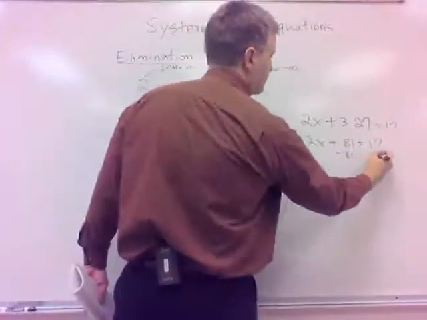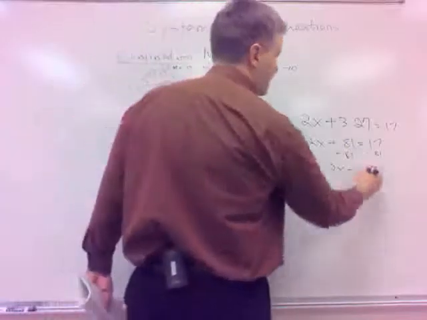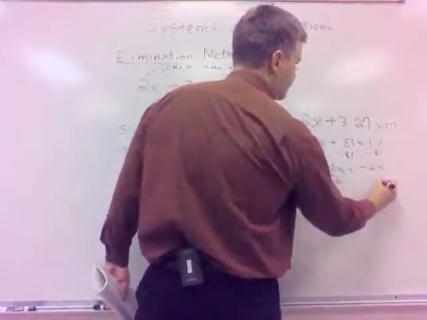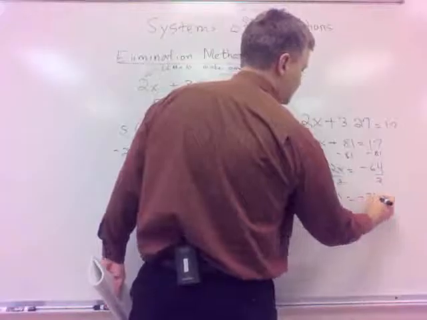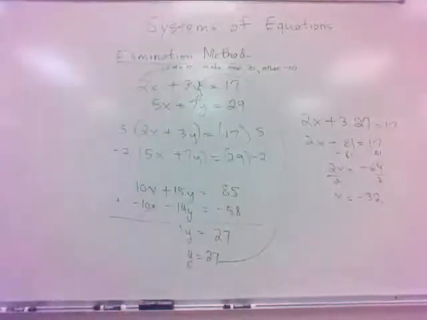Subtract the 81. So I have 2x equals, that'd be negative 64, divided by 2. X is negative 32. I believe that sounds right. Negative 32, comma 27.